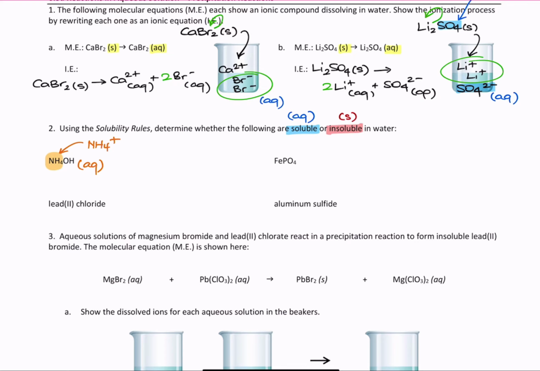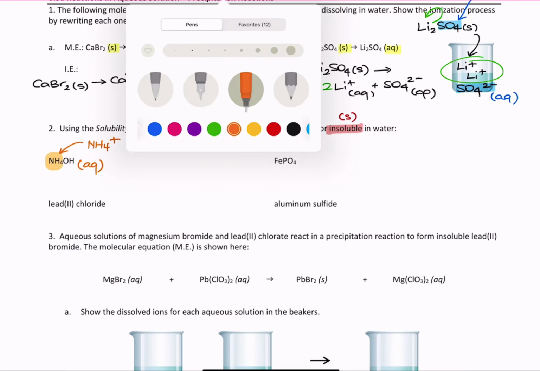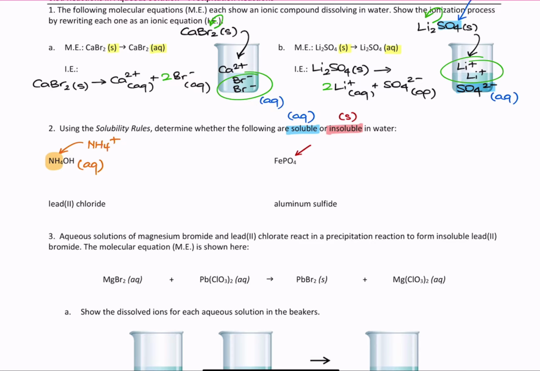Then we have FePO4, okay? Iron 3 phosphate. For this one, there is no rule in the solubility table. There's no rules for Fe3 plus or PO4 3 minus. So because there's no rule for any of these ions, this compound will be solid and it will be insoluble in water.